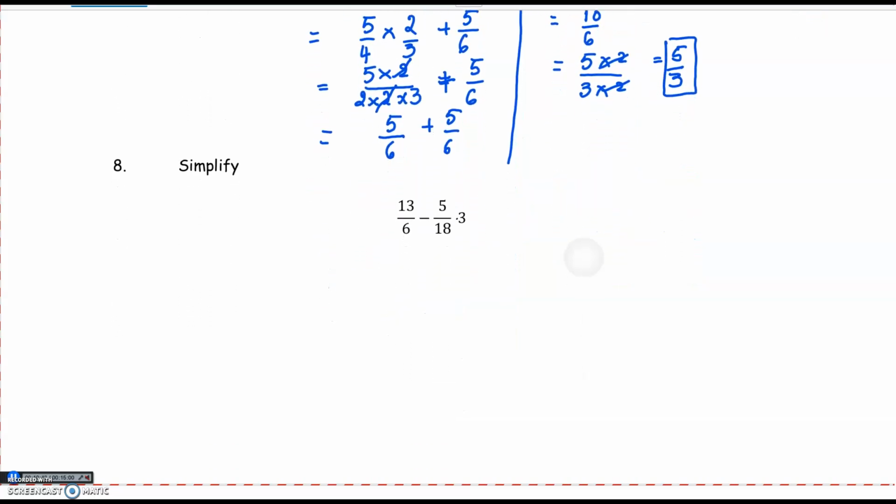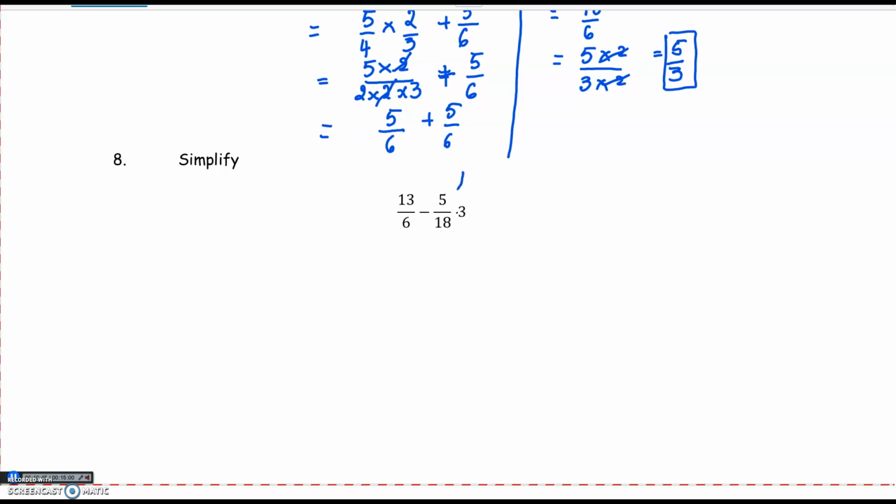So again, order of operations. Multiplication first. The dot is the multiplication. 13/6 minus 5/18 times 3/1. So this is equal to 13/6 minus 5 times 3/18, and remember that this can be reduced further.